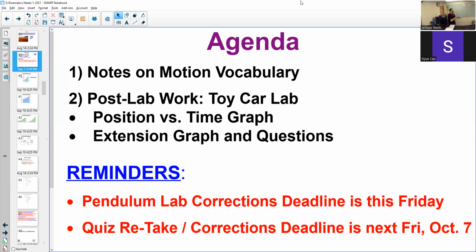Yes, Sam? For the retake, how much? Oh, no, wait, I remember. It overtakes the grade that you got earlier. Yeah, so if you do the retake, then that just becomes your grade.